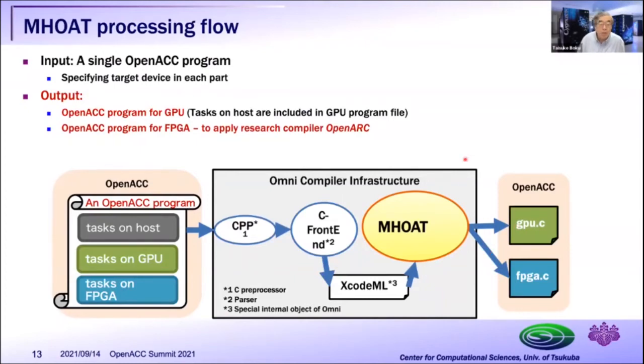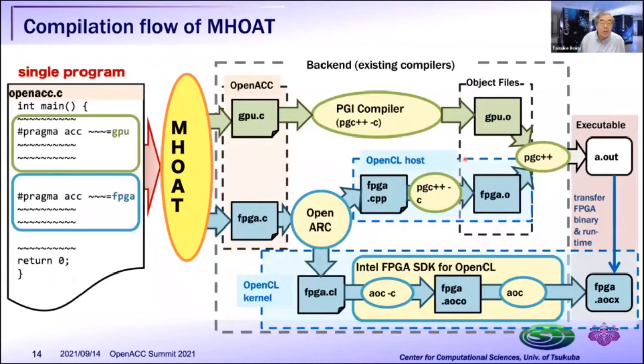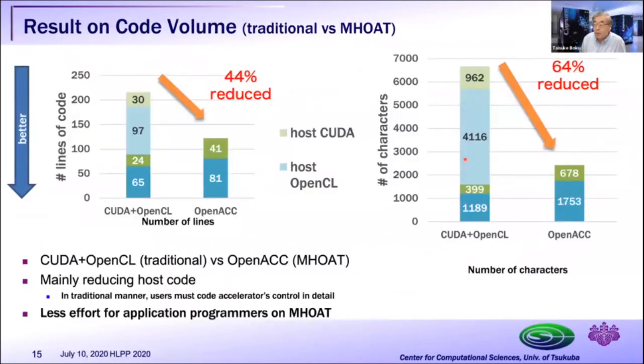And MHOAT reads such a code and translates it into separate files for the two OpenACC compilers. This is a very detailed picture, so I will skip it, but it shows how finally the single program is separated and compiled, and finally makes the single a.out file plus the FPGA bit stream. Okay, so it is just a simple tiny program compilation example.